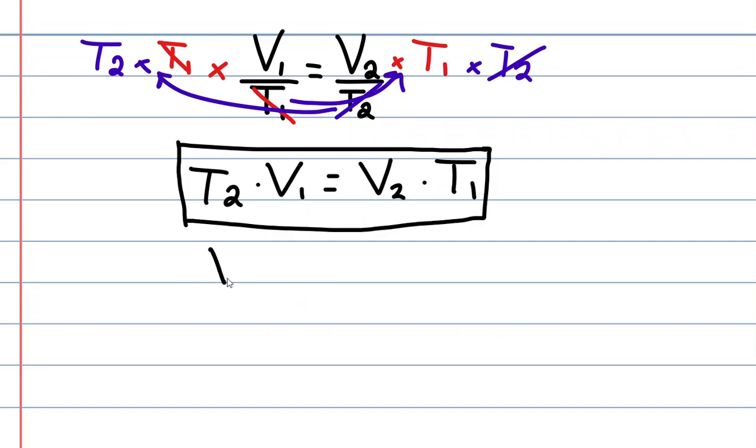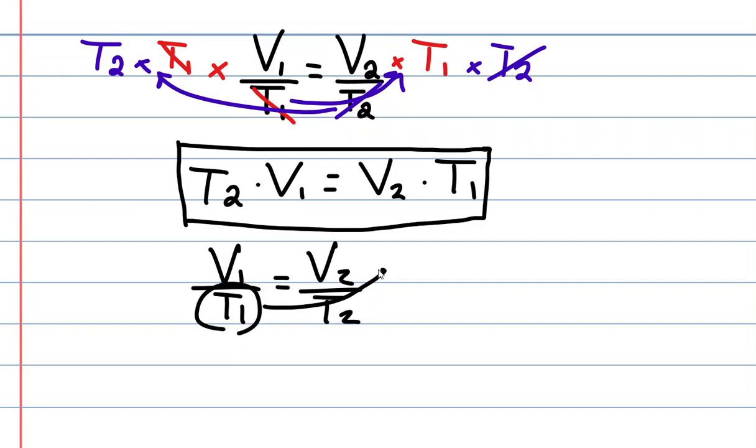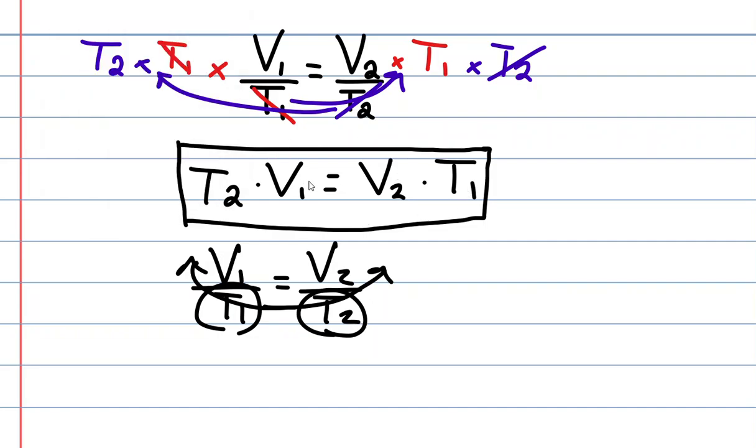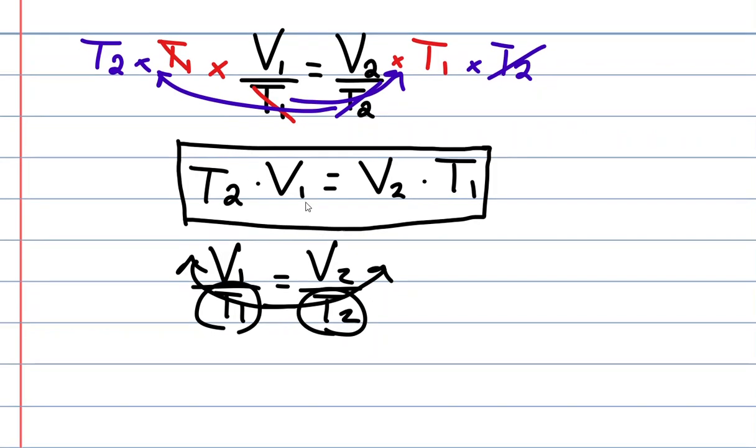So when you start off with V1 over T1 equals V2 over T2, immediately bring T1 up to that side and T2 up to that side, and things will be a lot easier because now we can solve for whatever we want just by dividing by something. If you want to solve for the initial volume, say a question is asking you to find the original volume of a sample after you heated it or cooled it or whatever, then you can just divide by T2, and then everything becomes a little bit easier.